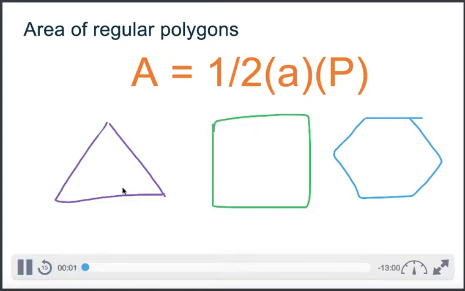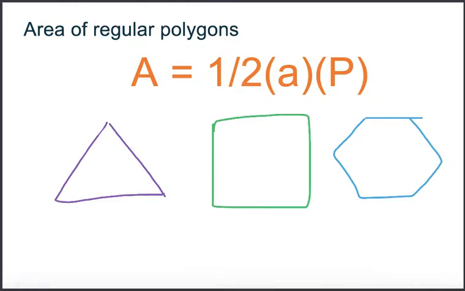The formula for the area of any regular polygon is 1/2 the apothem times the perimeter of the polygon. We're going to be focusing on triangles, squares, and hexagons, but this formula does apply for any regular polygon that you could have. We're focusing on these three because when we draw in the apothem and the radius, it creates a special right triangle. When we're using the triangle, and in all of these, the apothem goes from the center of the figure to the center of the side.